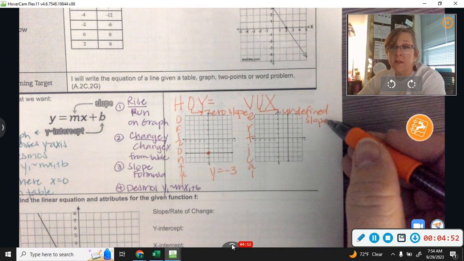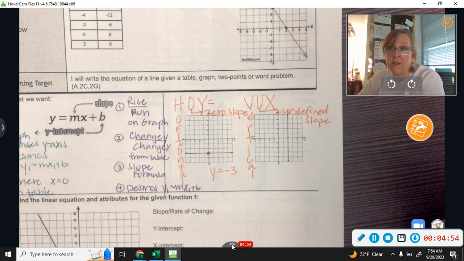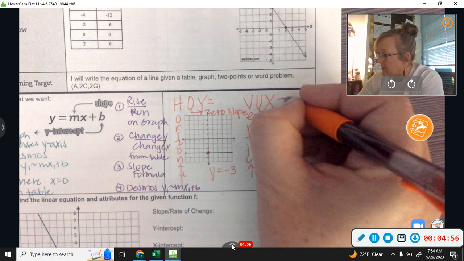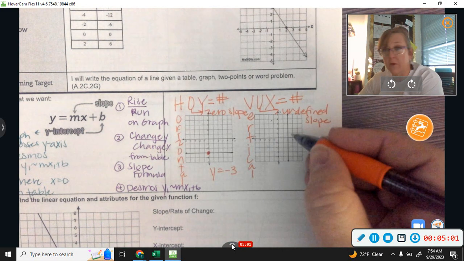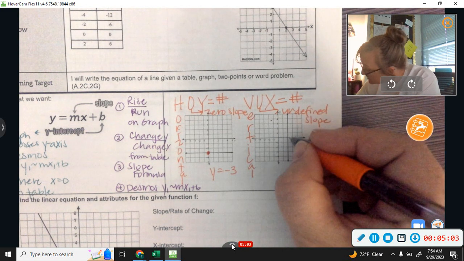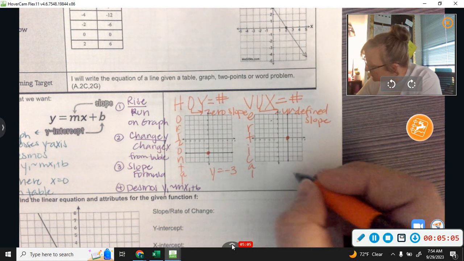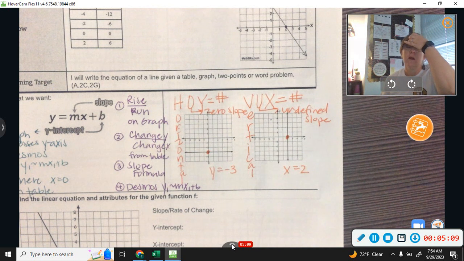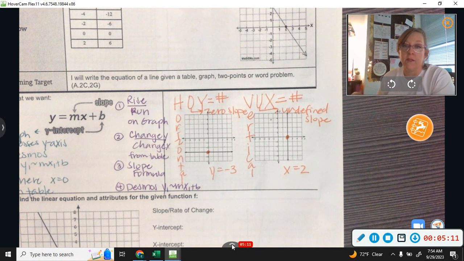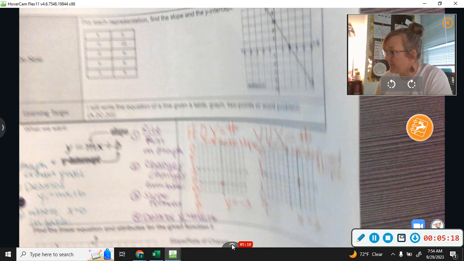And because it has an undefined slope, we actually don't write it as y equals mx plus b. We write it as an x equals equation. So we just look wherever the x-intercept is, here 2, and this would be x equals 2. That's the equation. So for vertical and horizontal lines, it's just y equals the number for horizontal, x equals the number for vertical. Okay.